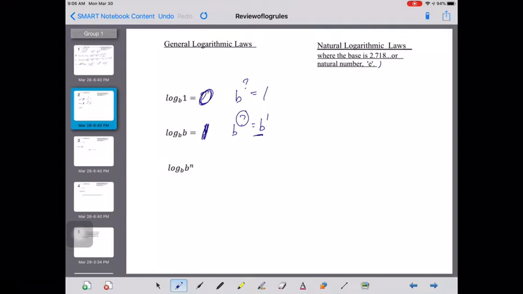So there's a pattern going on. If we do this, b to the power of what will give b to the power of n? We know that this exponent is going to also be the same as the exponent of your argument, n.